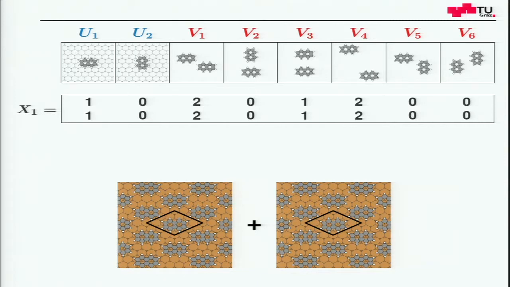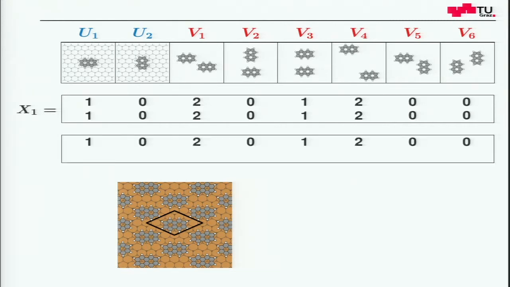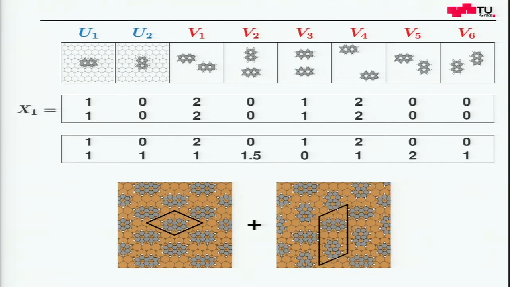Let's think of a different training set. Keep the first configuration. Let's take another one, a different one. This time it gives us a new set of one and two body interactions. And we call that matrix X2.